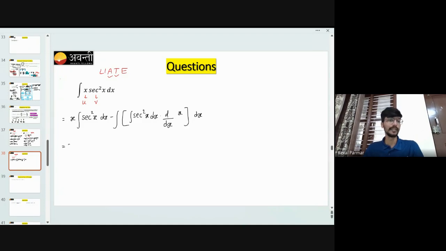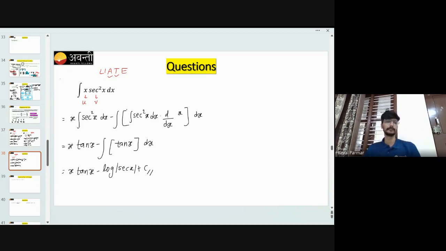What is integration of sec square x? It is tan x. Minus integration of tan x, and derivative of x is 1, so I am not writing 1. Got it? And what is integration of tan x? Do you remember integration of tan x? It will be x tan x minus log mod sec x plus c. Simple. This is my answer. I hope it is clear. If you have any doubt till here you can say, or if it is clear, just say yes, sir. So we'll move forward.